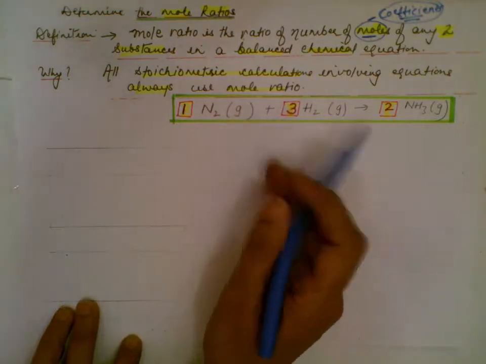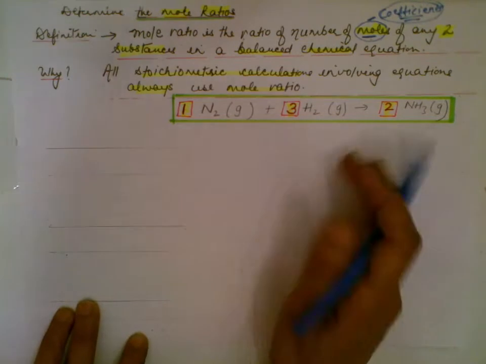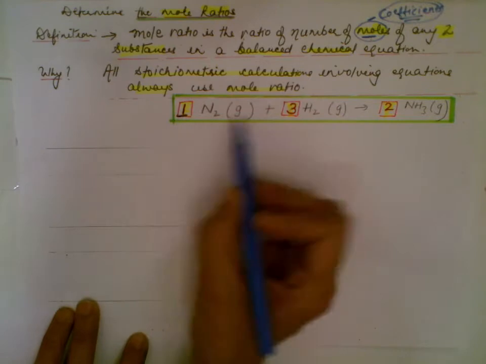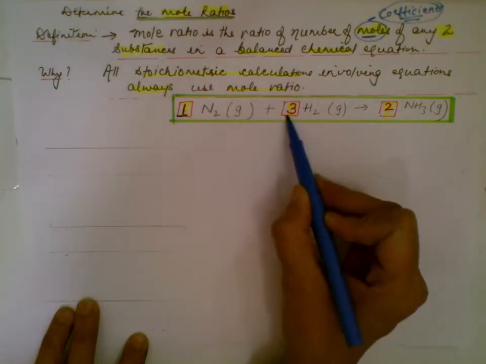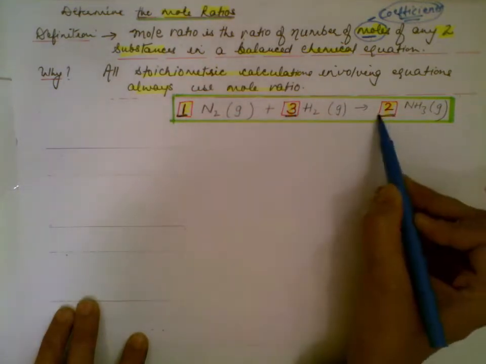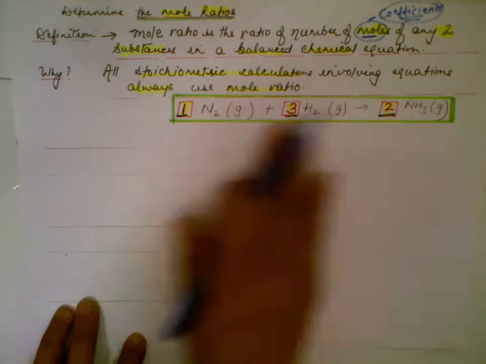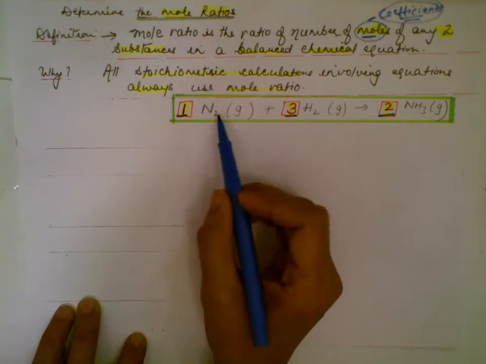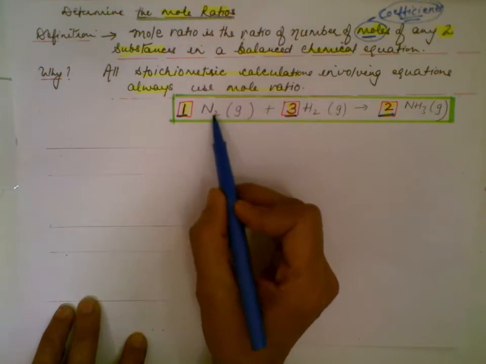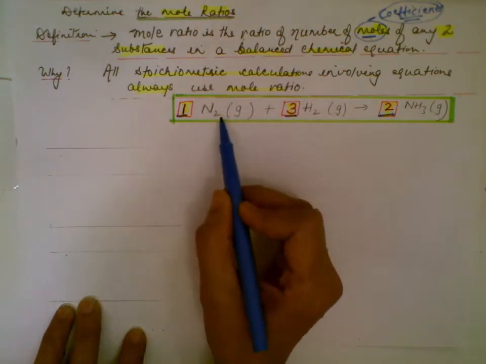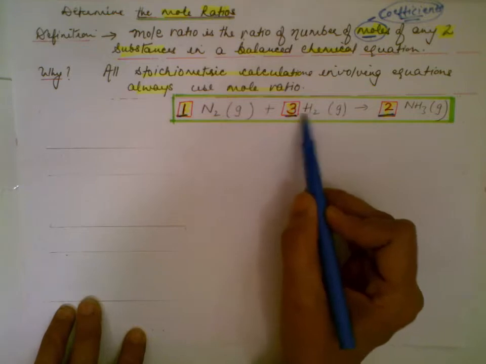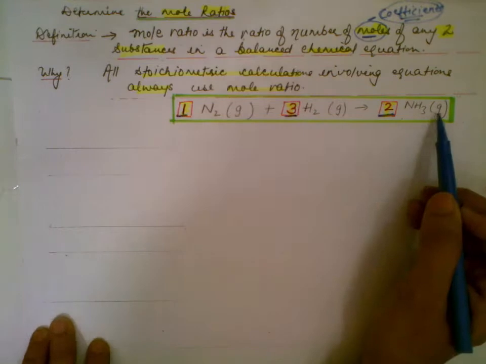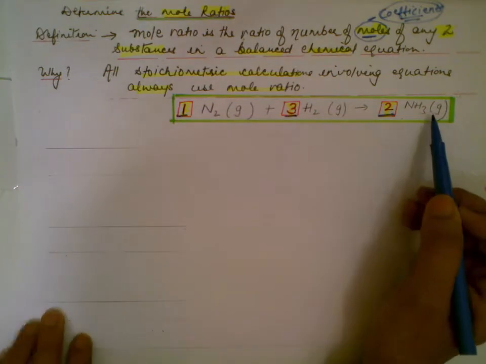So how are the mole ratios derived? They are derived from the relationship between the coefficients of a balanced chemical equation. So these are the coefficients of a balanced equation. This equation is a balanced equation. This shows that for every 1 mole of nitrogen used, and for every 3 moles of hydrogen used, 2 moles of ammonia gas or 2 moles of ammonia molecules are produced.